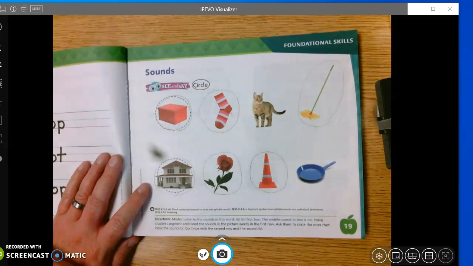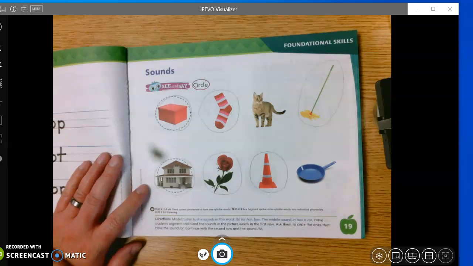How about that? What is that? That is a pan. Let's split the sounds apart. P, an, n. Do you hear the long or the short O sound? That's right. That does not have an O sound. That is the A sound. So we're not going to circle that one.